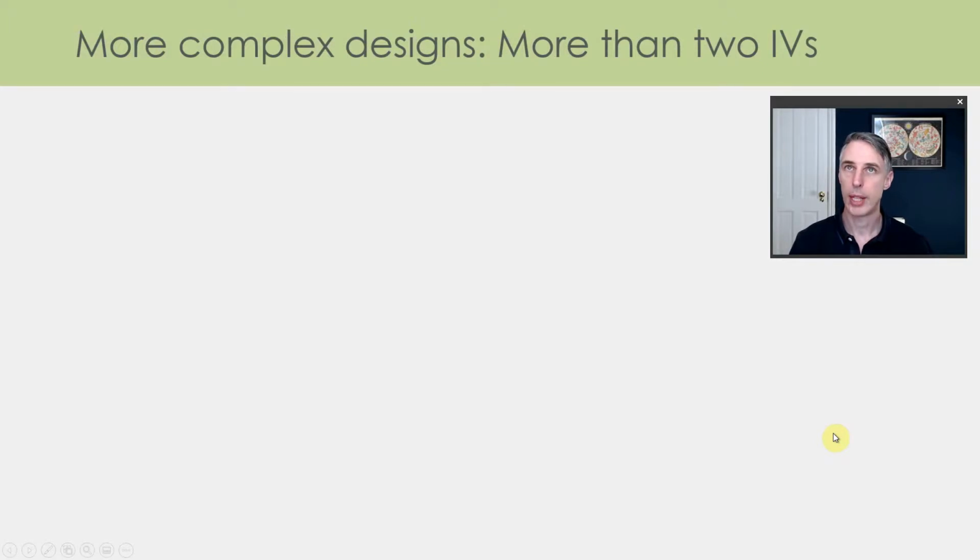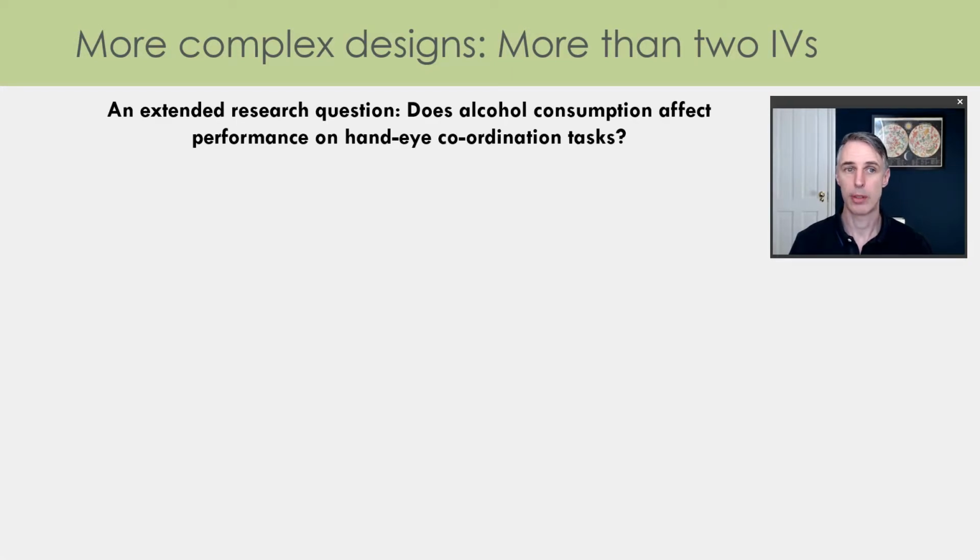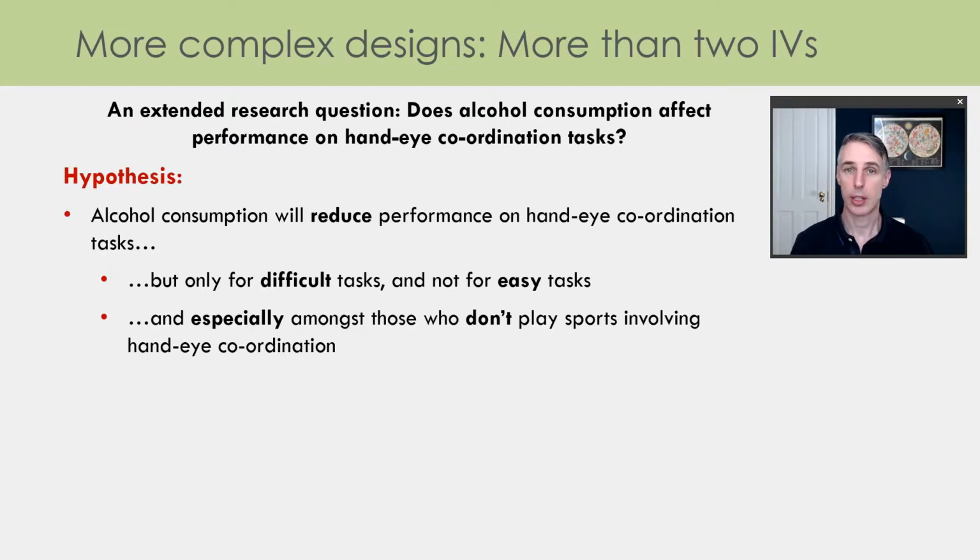So let's make our design even more complex. What if we have more than 2 independent variables? What happens if we have a third independent variable? Well, let's go back to our intermediate research question, the one focusing on whether alcohol consumption affects performance on hand-eye coordination tasks. Now the hypothesis contains that same key element of alcohol and task difficulty, but now there's an extra variable added in too. The researchers are now interested in testing whether alcohol consumption reduces performance on hand-eye coordination tasks, but only for difficult tasks and not for easy tasks.